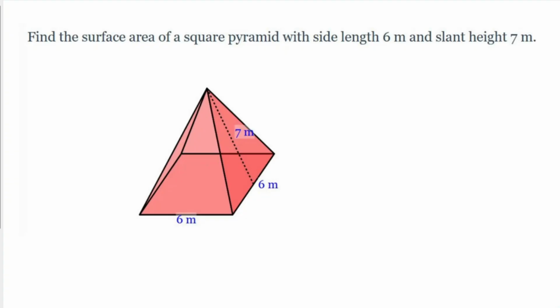Okay, here's another one. Let's try the surface area of a pyramid. So the base, that's going to be simple. That's going to be 6 times 6. And then the surface area of these triangles, and if I draw it out, this is 6, this is it laid flat down, and the height is going to be this 7.